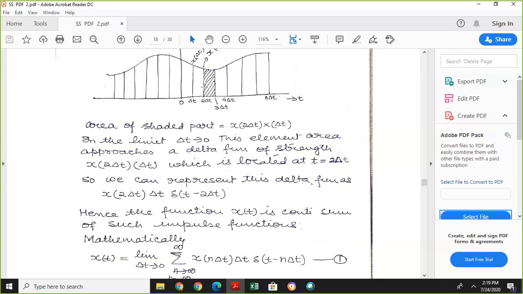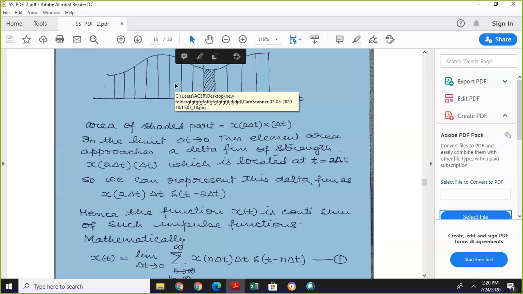Suppose that this is the impulse function. Similarly, if we calculate the area of this function and the width of this shaded region approaches 0, then this is also an impulse function. So we can say that this arbitrary signal x of t is a sum of such impulse functions.